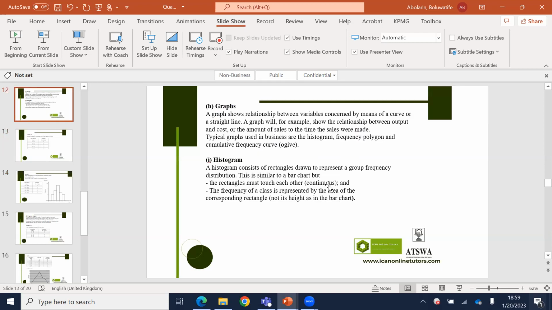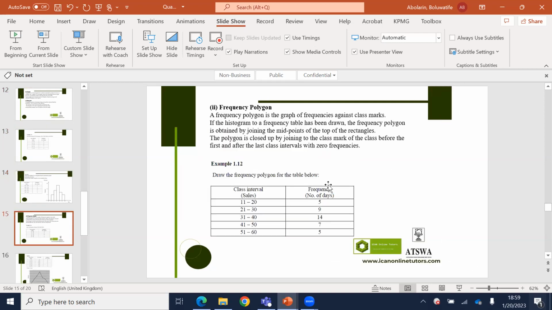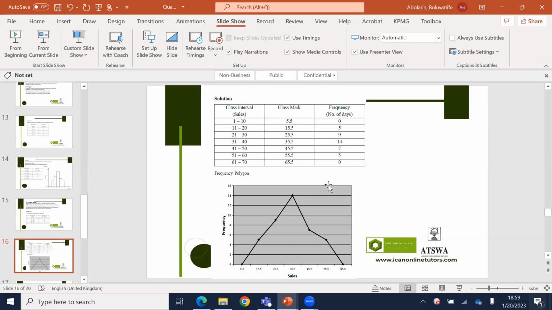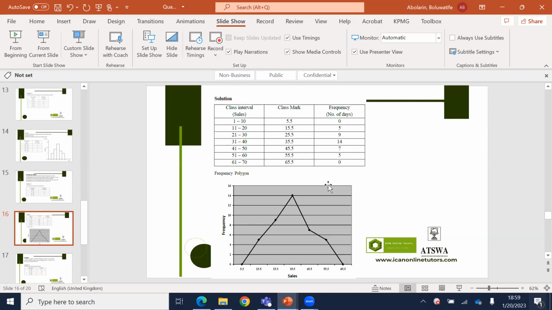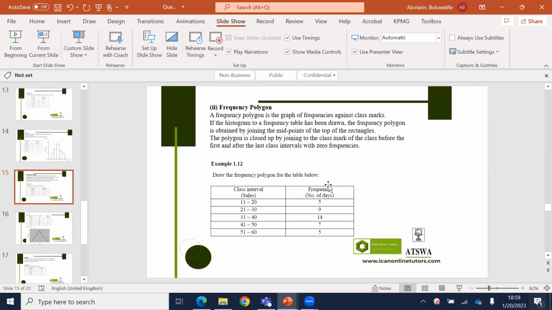So we talked about histogram. So another one is frequency polygon. It says a frequency polygon is the graph of frequency against class mark. If the histogram to a frequency table has been drawn, the frequency polygon is obtained by joining the midpoint of the top of the rectangles. Now they're trying to explain how you are going to draw it, but no stress. I'm just going to explain it to you in layman language.